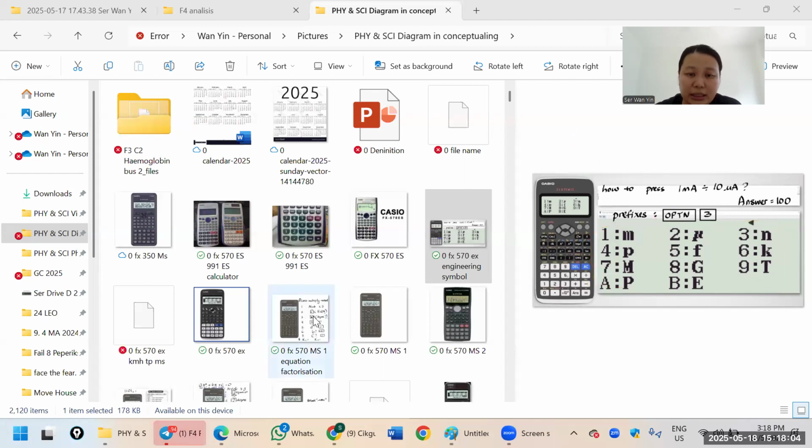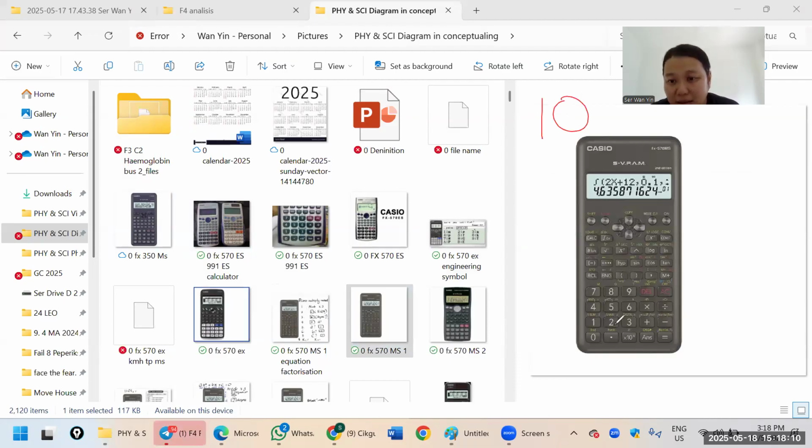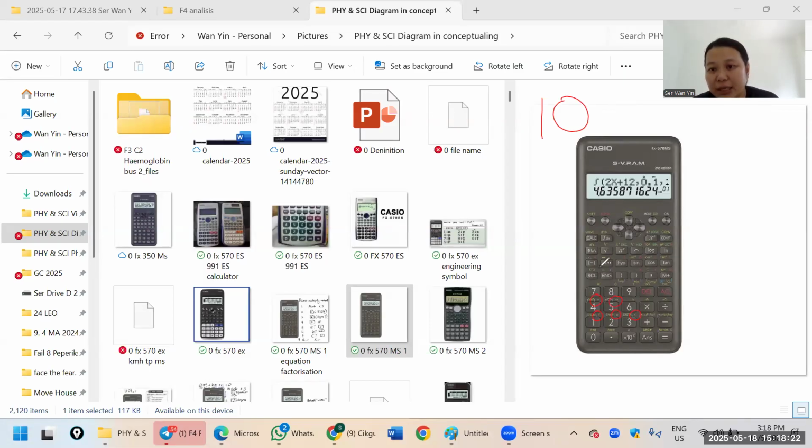Or if you are using this calculator, it's easy. So for 10 milli, look at here, number above 1 is pico, above 2 is pico, 3 nano, 4 micro, 5 milli. So you just press, it's yellow, right? Yellow means shift. You press shift and 5. You can read here. Okay.